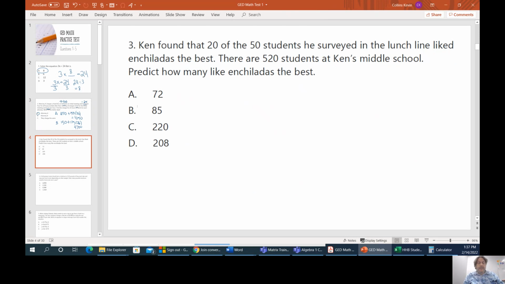All right, this one says Ken found that 20 of 50 students surveyed in the lunch line liked enchiladas the best. Sounds good. So it says there are 520 students in Ken's middle school. Predict how many like enchiladas the best. Okay. So what this is saying, for every 50 students, 20 of them like the enchiladas the best. Okay. Well, we don't have 50 students. We actually have 520.